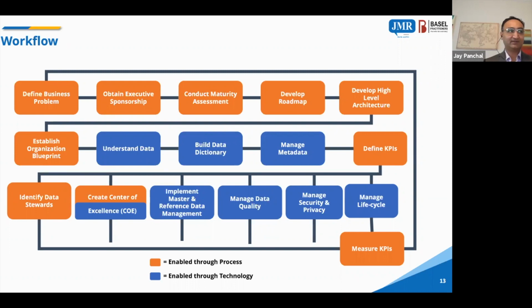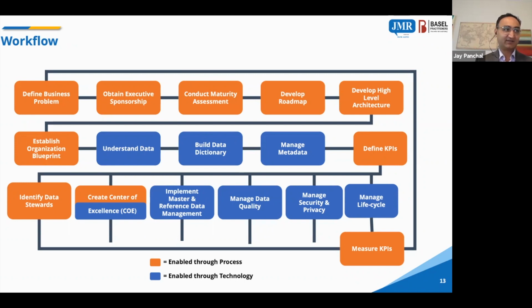Then you go back to the executives, folks who will sign the checks for you, and you obtain the sponsorship, right? Then you do the maturity assessment. You build your roadmap. You see where in this journey you are and where you need to be. Then you move on and build the high-level architecture, right? You start with conceptual level 1, and then you break it apart and provide the detailed, granular information that your delivery team will need. Then you establish the organizational blueprint, right? Understand your data, build those data dictionaries. We talk about metadata management and define those key performance indicators.